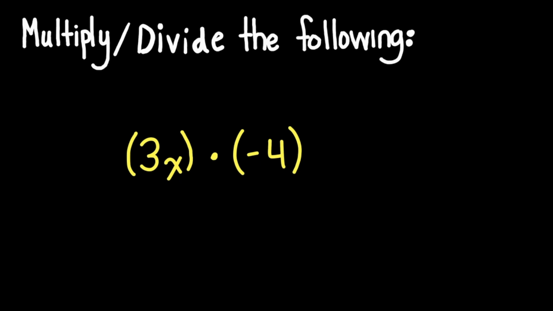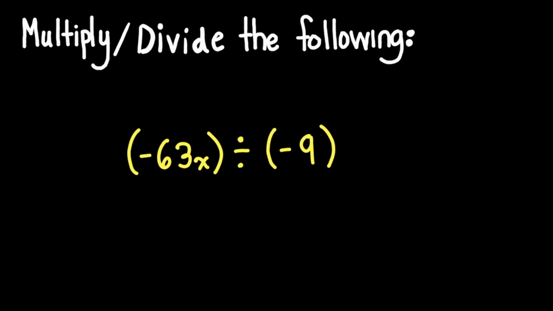Alright, in this problem we have 3x times negative 4. Now don't get thrown off just because a variable like x is introduced in a problem that involves the multiplication and division of positives and negatives. Our rules are going to be the exact same. Since a positive times a negative is always going to yield a negative, positive 3x times negative 4 is going to equal negative 12x. So the x just comes along for the ride in our problem.